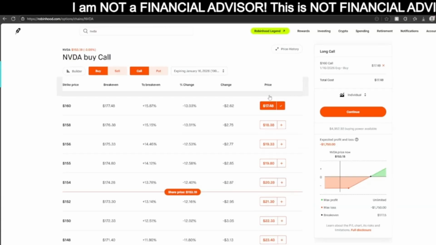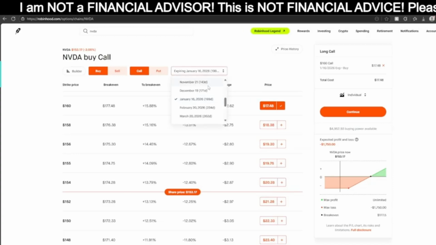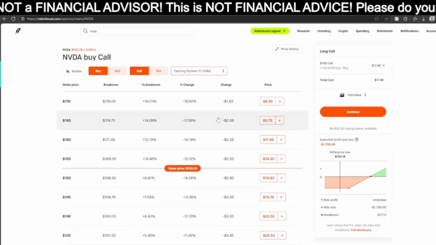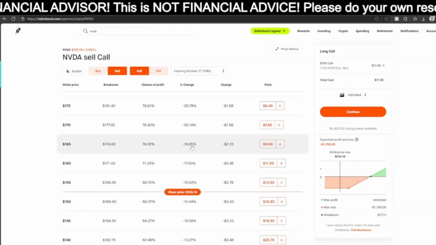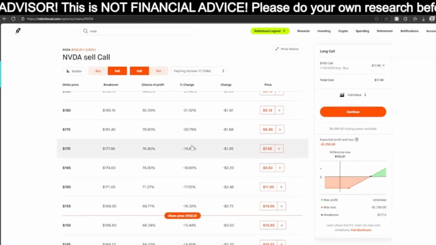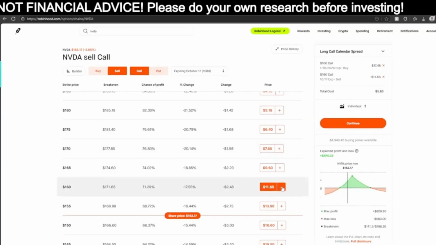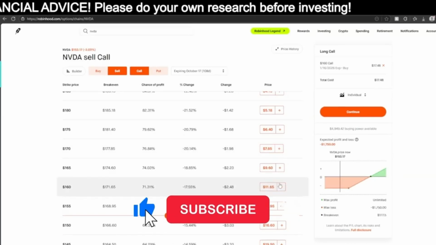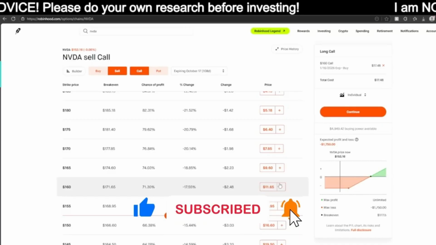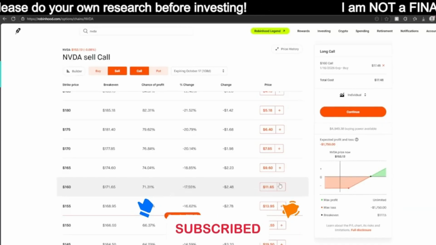Now, let's say you're looking at the shorter term, maybe October or something like that. You want to sell a call option here, but you don't want to do the exact same one, because that is what creates a calendar spread. Say you want to give yourself a little bit of leeway in case NVIDIA goes past 160.